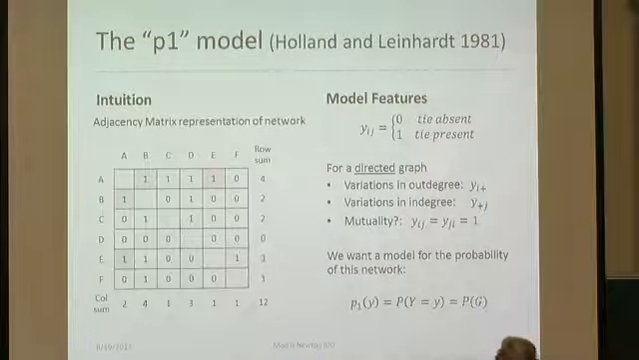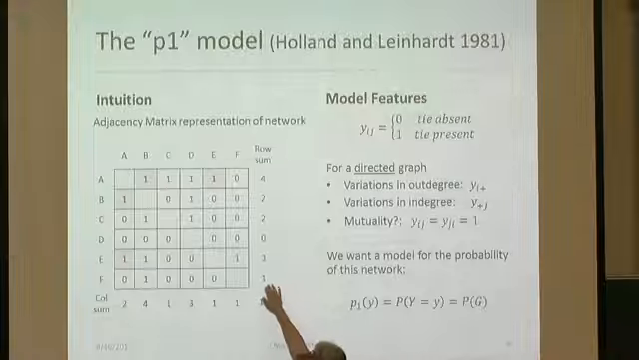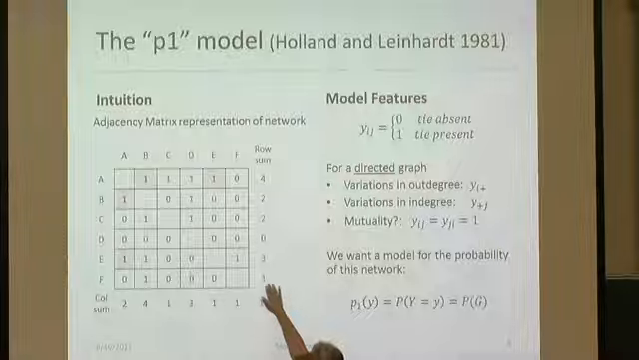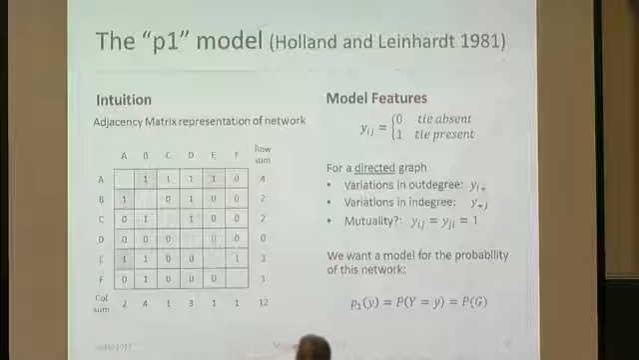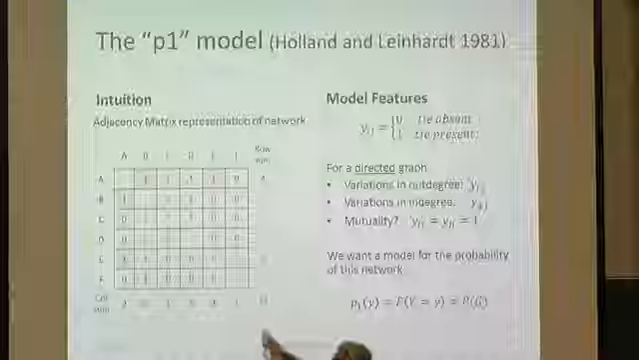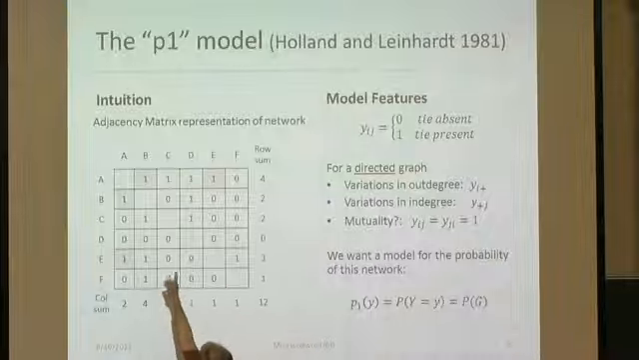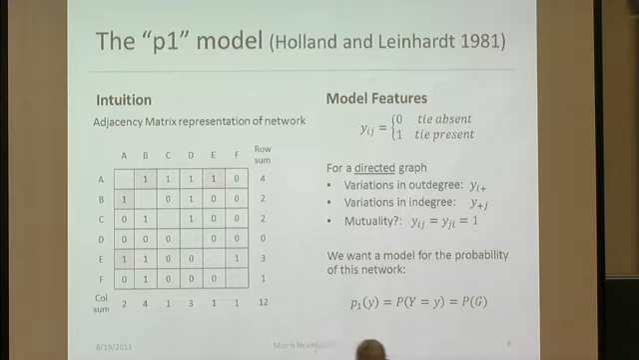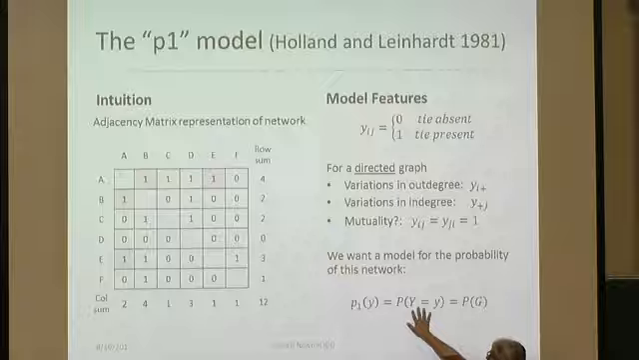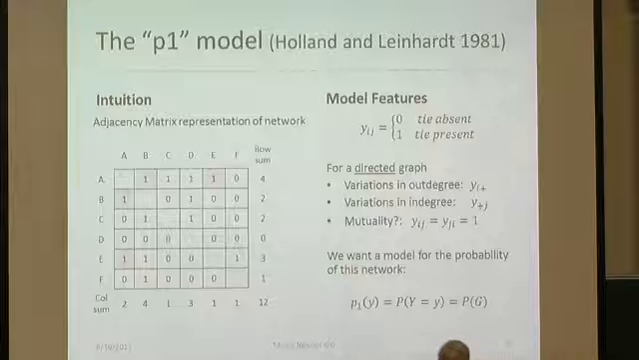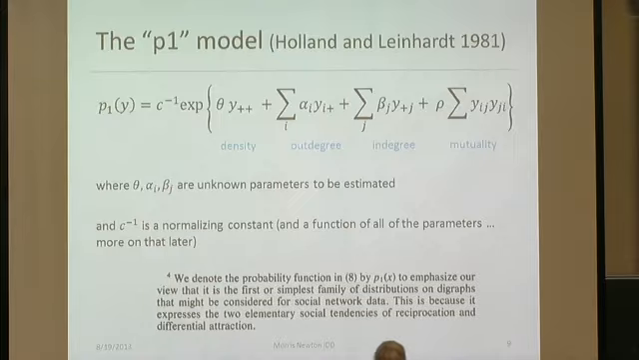And the kinds of features that they wanted to capture were the variations in the row sums, which are the out degree distribution, and the column sums, which are the in degree distribution, and then the pattern of what they called mutuality, which is how often is it that when A nominates B, B will also nominate A. And the idea is to develop a model for the probability of this network, which they call the P1 model, also sometimes represented as the probability that the graph takes this form, or just the probability of G, the random graph.